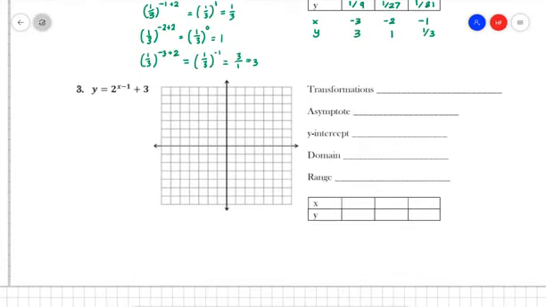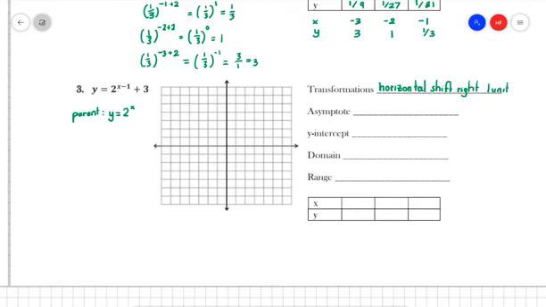Then the last example we have is y equals 2 to the power of x minus 1 plus 3. So my parent function is the same base, just to the power of x. So my parent function is y equals 2 to the x. And so we see that we have minus 1 and then plus 3 occurring. The minus 1 is inside the exponent. So inside the exponent is a horizontal shift in the opposite direction. So we're moving right 1 unit.